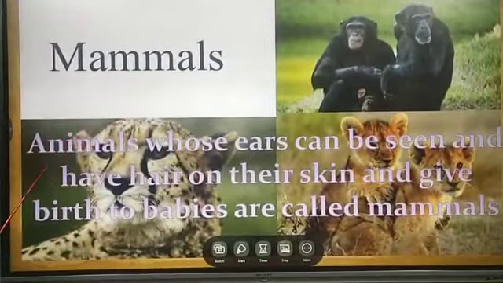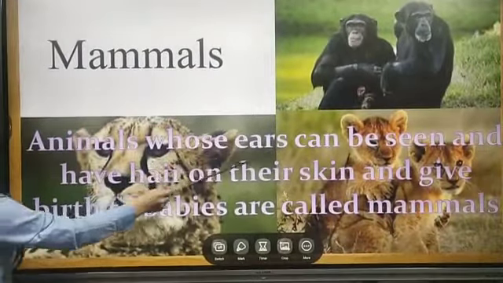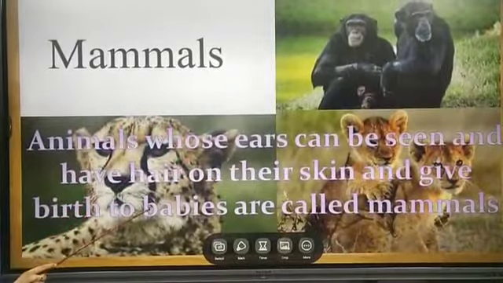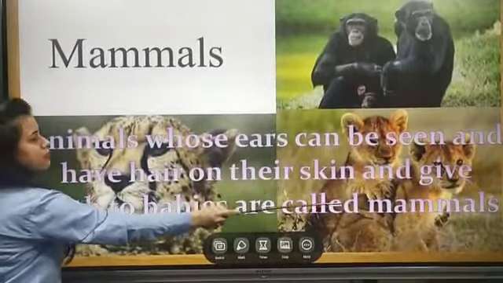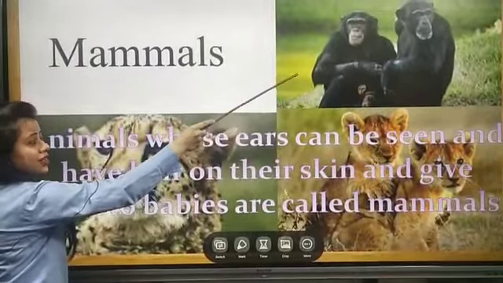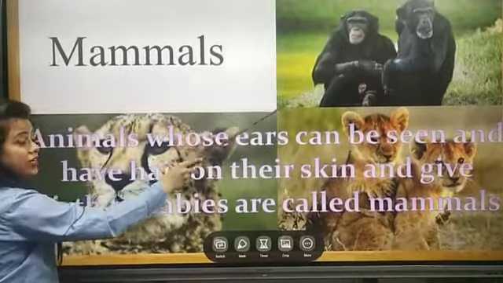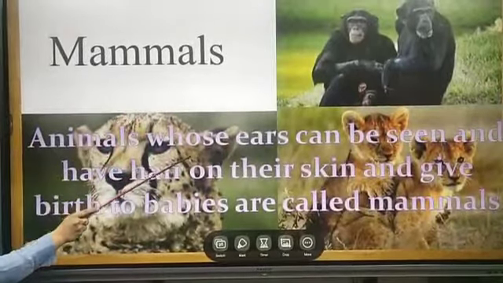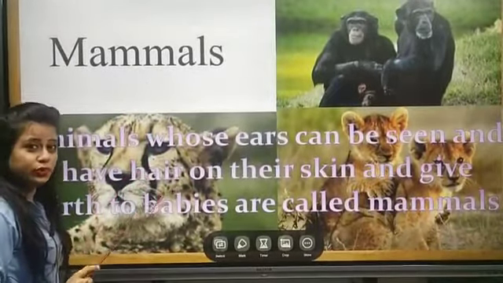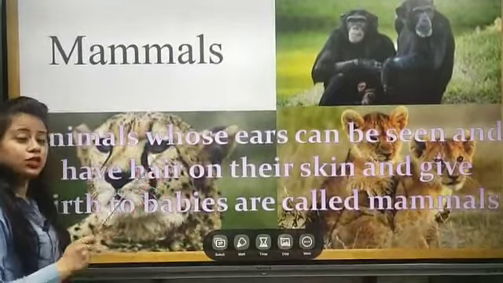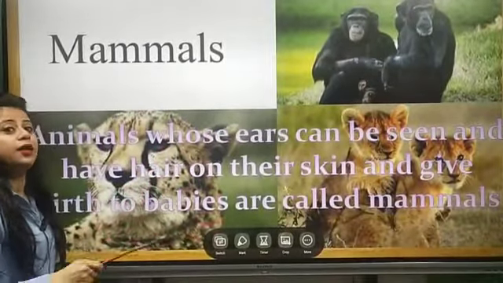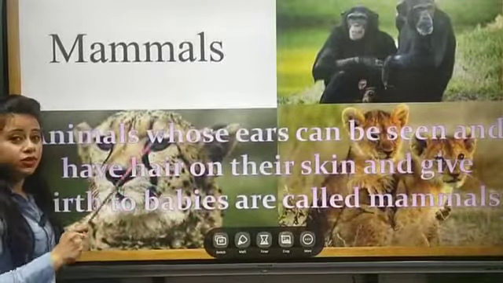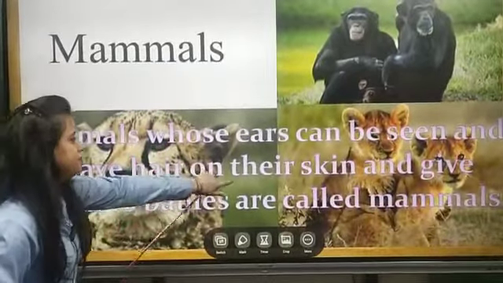Mammals. Animals whose ears can be seen and have hair on their skin and give birth to babies are called mammals. Like monkeys, like chimpanzees, like humans. These are some examples of mammals. And even if you know, the blue whale is also an example of a mammal, because a blue whale does not lay eggs. It gives birth to babies.